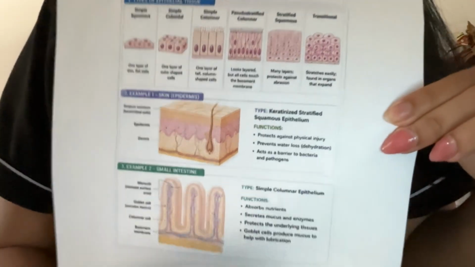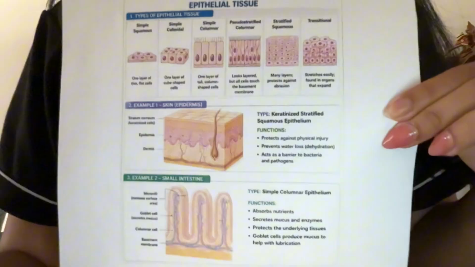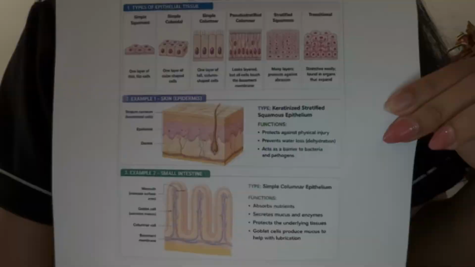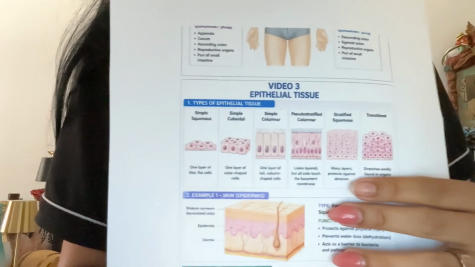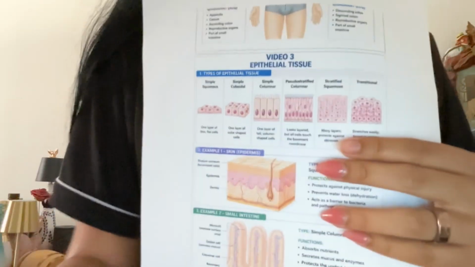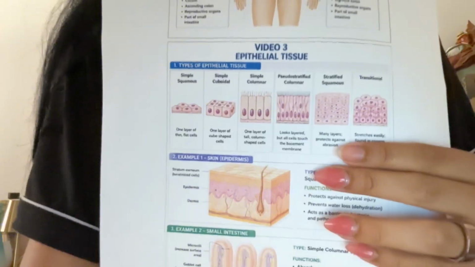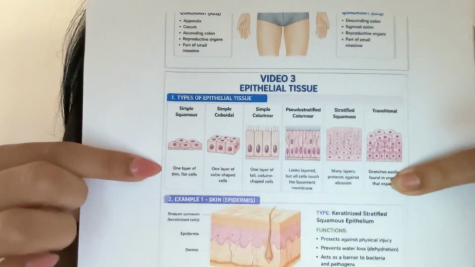They will also have the filtration. In the kidneys, epithelial tissue filters blood to help remove any waste. Also, some of the epithelial tissues contain sensory receptors, since it's the outer layer, to help us detect touch, temperature, pain, or pressure. There are 6 types of epithelial tissue.